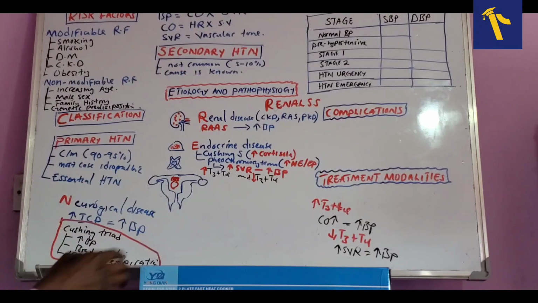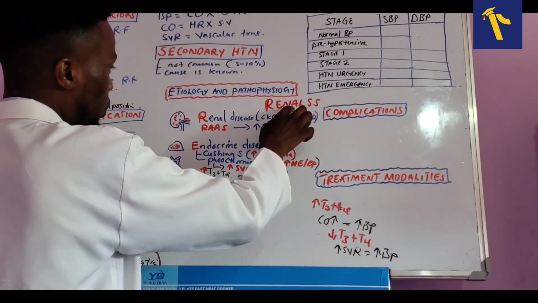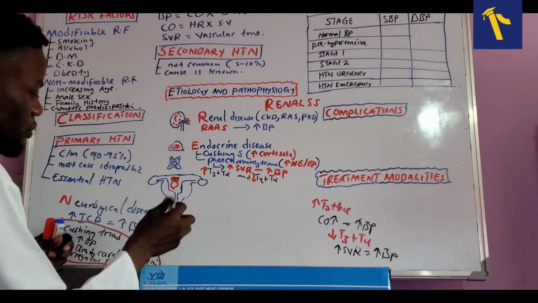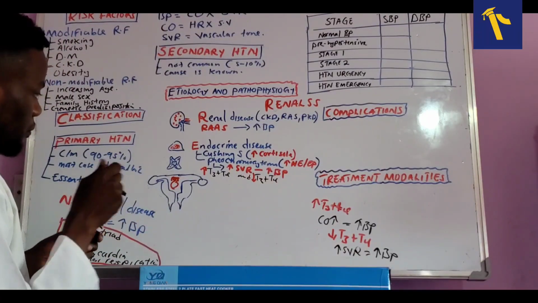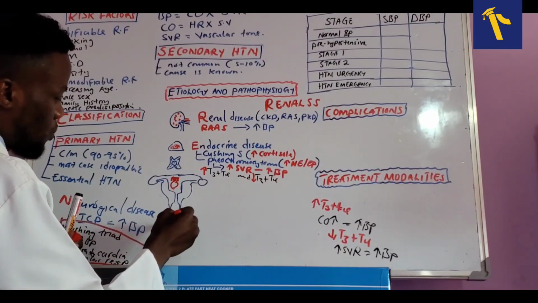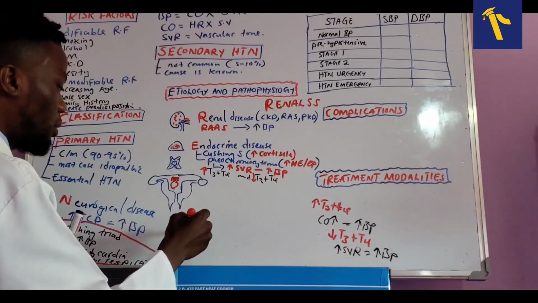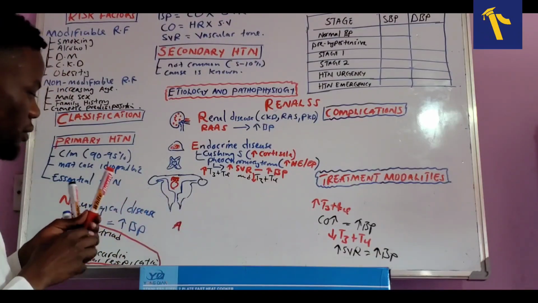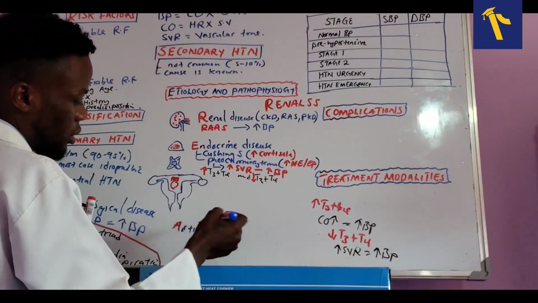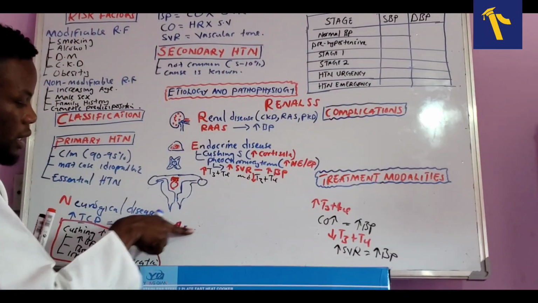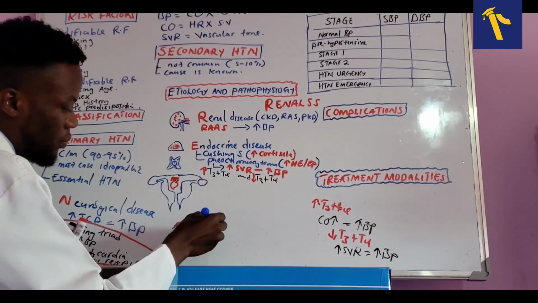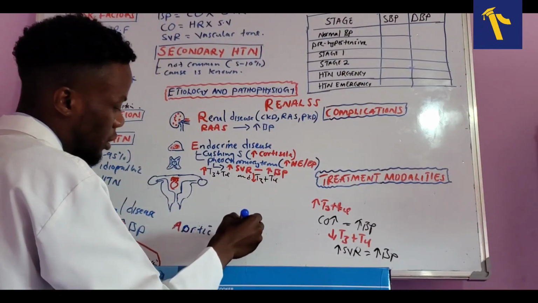Now the last, we go to A. I'll come back to this diagram. So let's go to A. What is A? A stands for aortic coarctation.